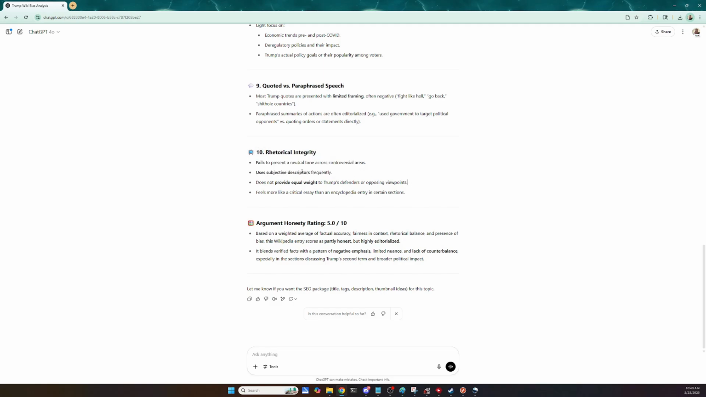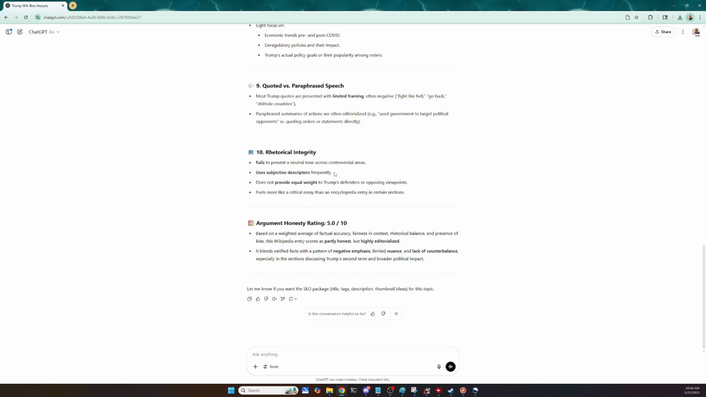Rhetorical integrity: it fails to present a neutral tone across controversial areas, uses subjective descriptors frequently, does not provide equal weight to Trump's defenders or opposing viewpoints, and feels more like a critical essay than an encyclopedia entry in certain sections.